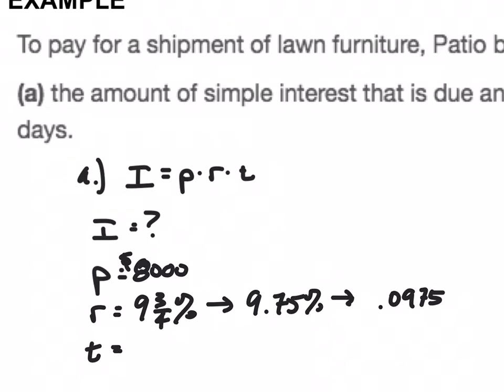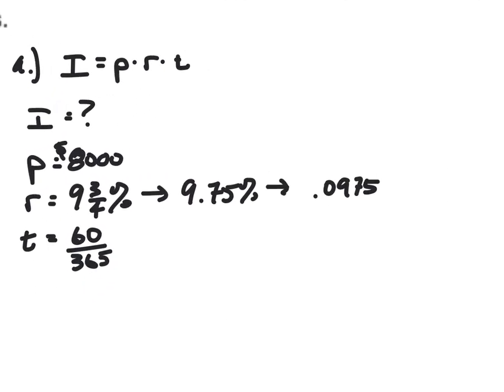Now we're going to do 60 days out of 365 because there are 365 days in a year. And that's another caveat. If you're not given time in years, and you're given something else like days or months, you have to put that in terms of a year. This is the part of the year out of the whole year.